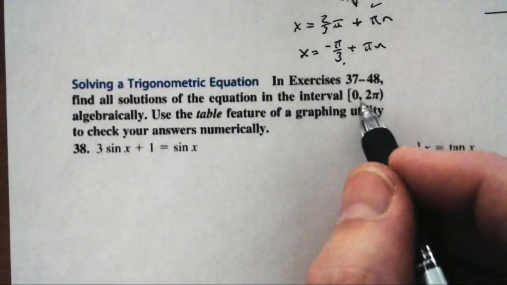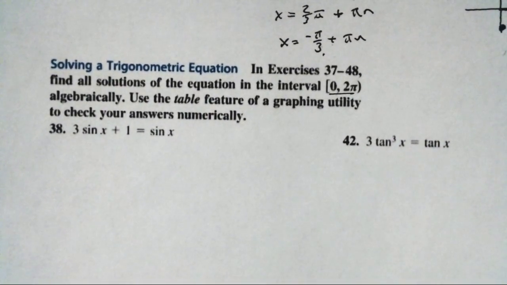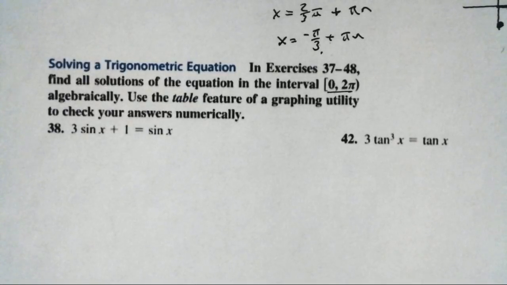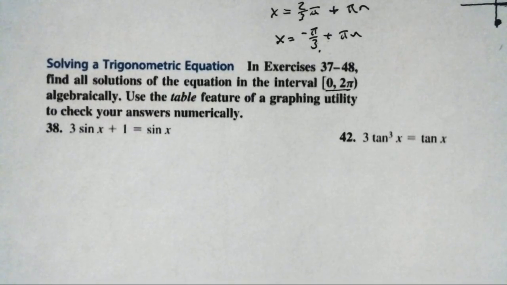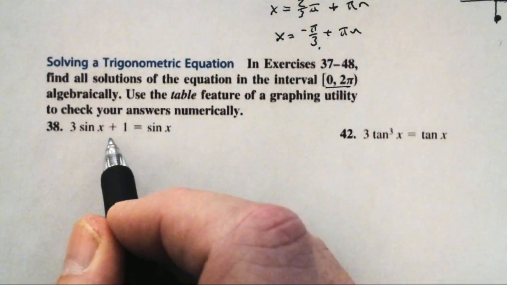And once again, we're always going to go back and read that really carefully, because here we are back to just 0 to 2 pi. Then they say use the table feature of a graphing calculator. We'll do that on some, but not on all. Use the table feature of a graphing calculator to check your answers, but find all solutions to the equation from just 0 to 2 pi algebraically. We're going to do it that way.